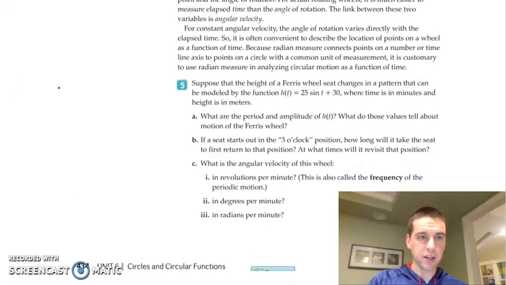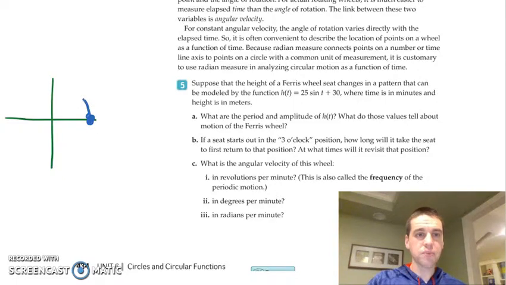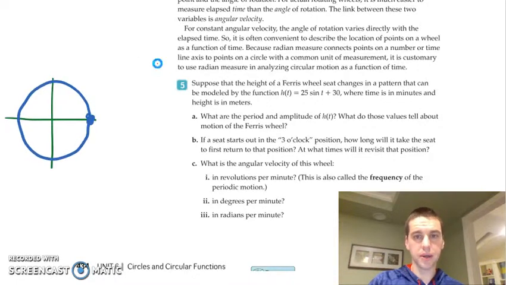If we are talking about the Ferris wheel, in number 5, it says, suppose the seat starts out at 3 o'clock. The seat's going to start at 3 o'clock right here. And we then complete one full cycle. Okay. How long will it take the seat to return to that position? And at what times will it revisit that position? So we're going to look here, and how did everything we just learned relate?